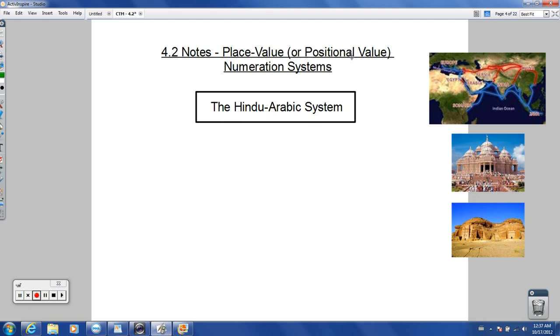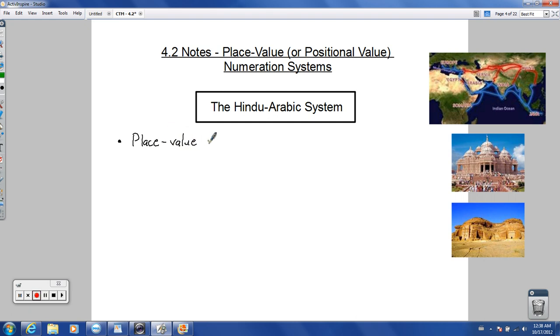4.2, place value or positional value numeration system. So let's talk about this system that we've been using all our lives, the Hindu-Arabic system. How does that system work? I'm not sure if we've really appreciated our system and how nice it is, and how it wasn't just automatically there. People weren't using this at the beginning of human history. This developed over time.